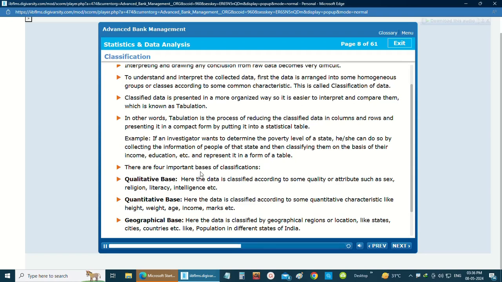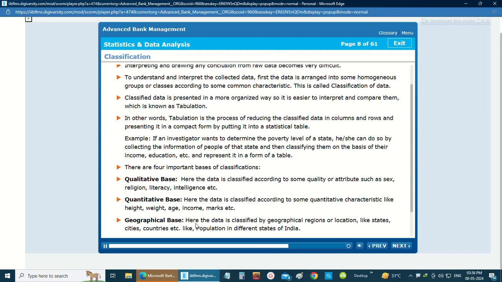There are four important bases of classification. Qualitative base, here the data is classified according to some quality or attribute such as sex, religion, literacy, intelligence, etc. Quantitative base, here the data is classified according to some quantitative characteristic like height, weight, age, income, marks, etc.